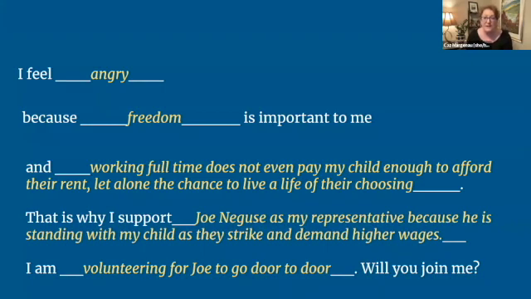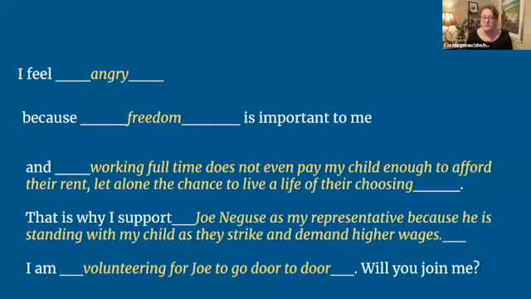So that's the whole speech that you want to have lined up: how you feel. What is that core value? Say that word that is going to get that person to nod along with you. So say the word freedom, and you're going to get them to nod along with you. Share that personal story about my kid working full time and still can't pay their rent. And then tie it to a campaign.